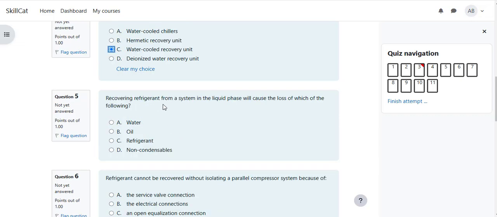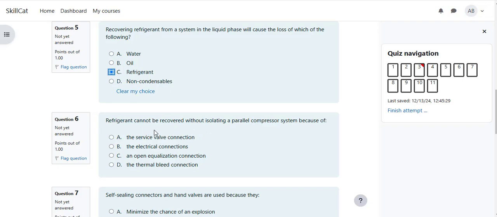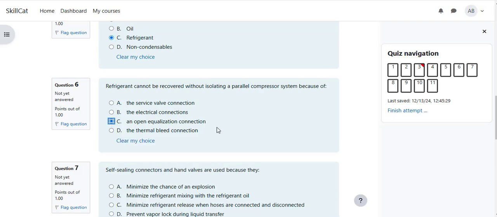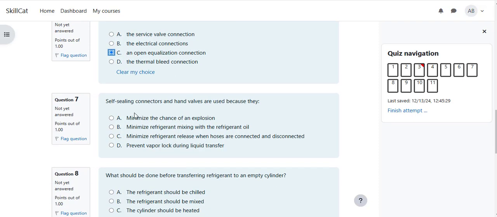Recovering refrigerant from a system in the liquid phase will cause the loss of which of the following? We will lose the refrigerant this way. Refrigerant cannot be recovered without isolating the parallel compressor system. Yeah, because of the service valve connection, the electrical connection, and the open equalization connection. This will make a problem.